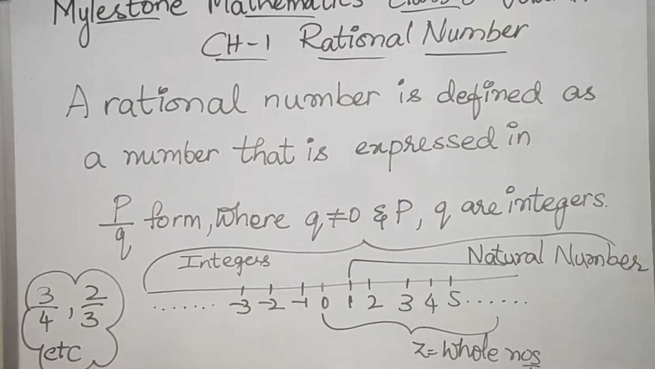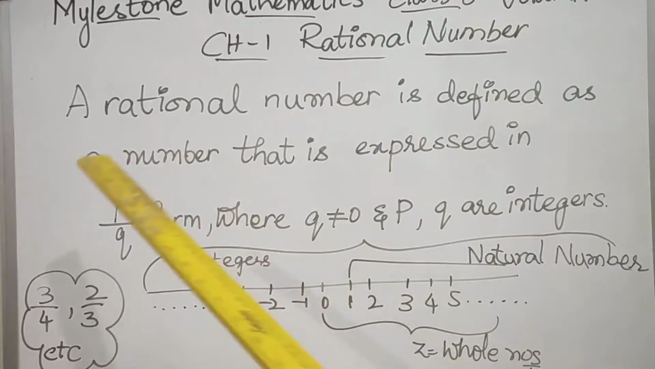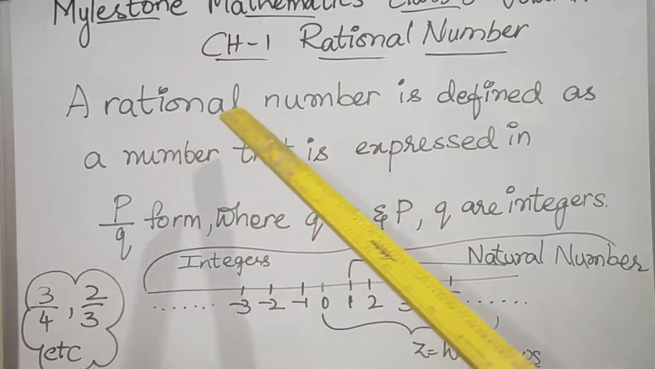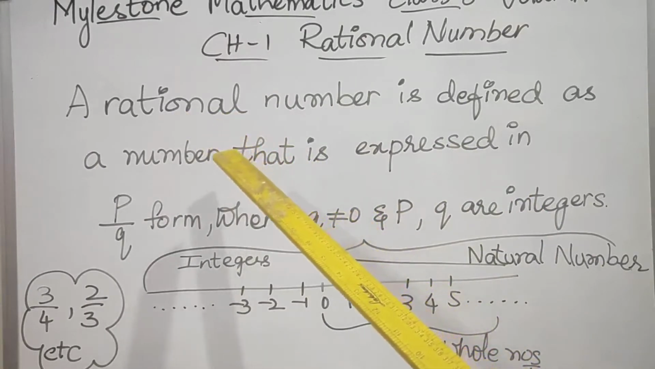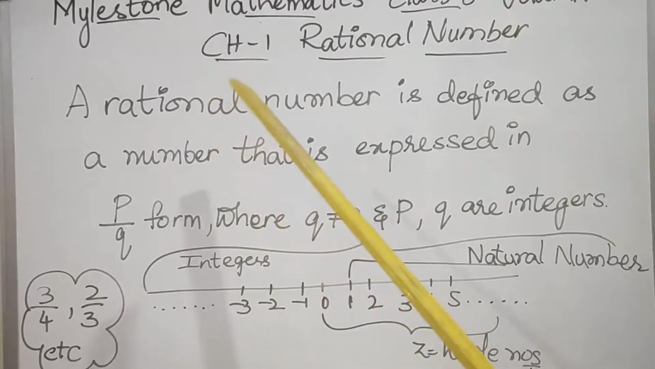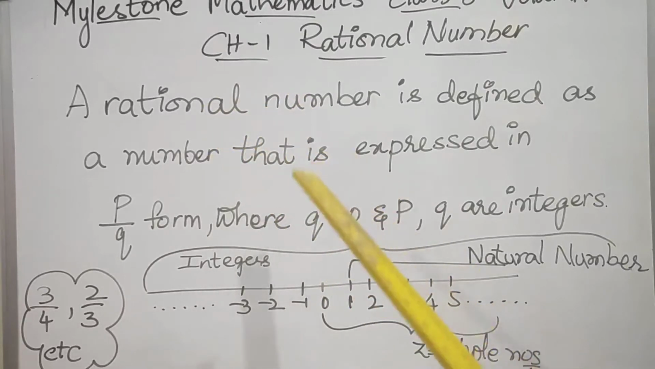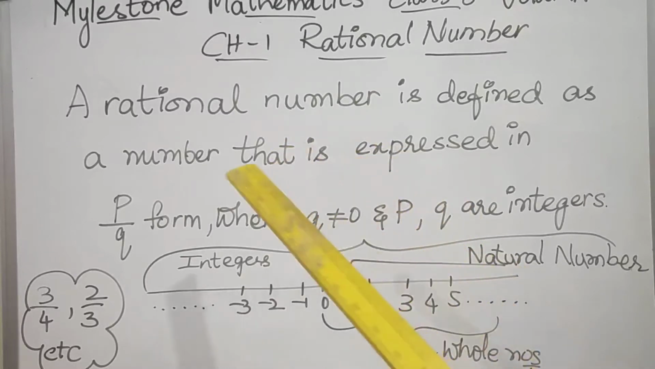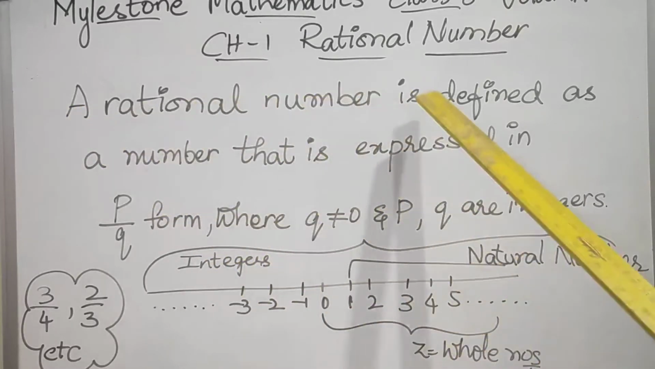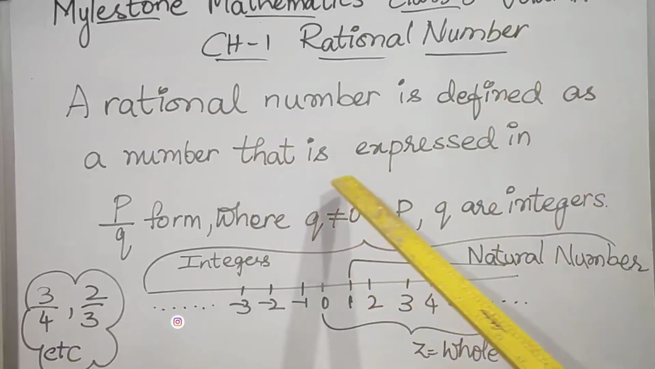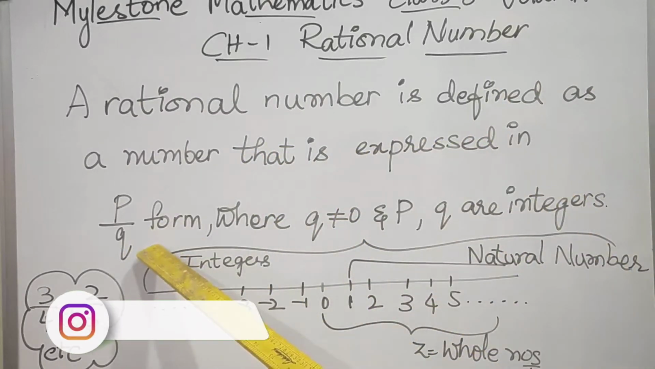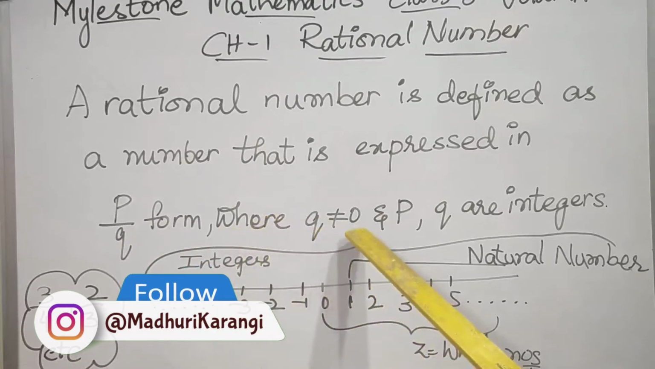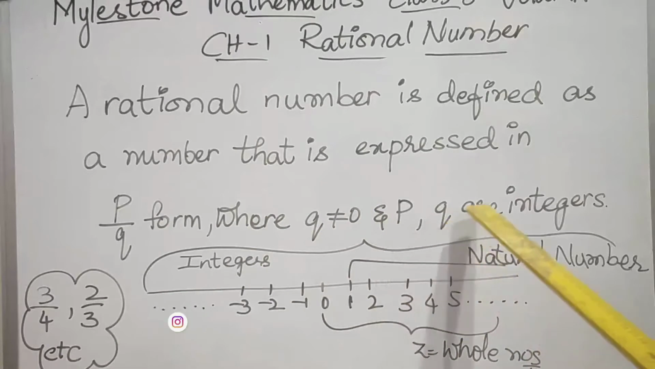So, what does a rational number mean? Whatever you call it in your slang, it's okay, but we have to understand the concept here. A rational number is defined as a number that is expressed in p by q form, where q is not equal to 0, and p and q are integers.